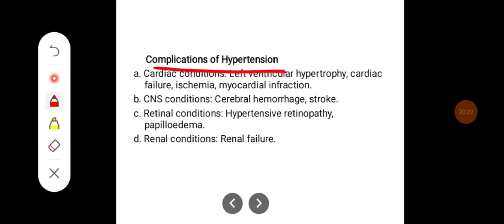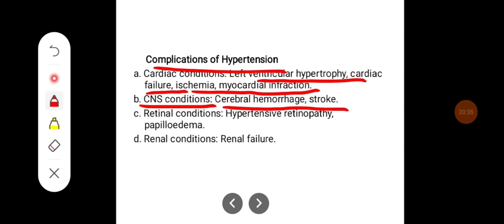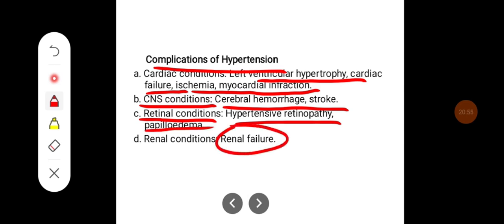Some of the complications of hypertension are left ventricular hypertrophy, cardiac failure, ischemia, and myocardial infarction to the heart, and some CNS conditions. It can lead to cerebral hemorrhage and stroke. It can also cause retinal conditions, where it leads to hypertensive retinopathy and papilledema, and it can affect the renal system by leading to renal failure.